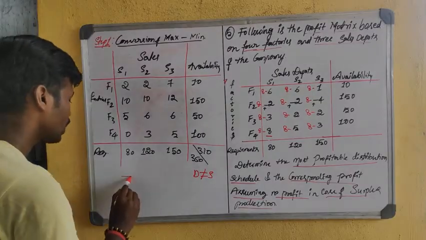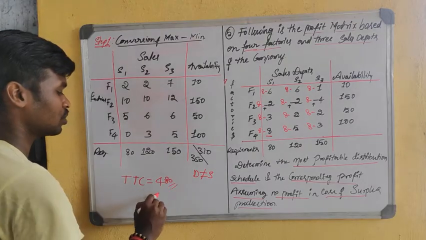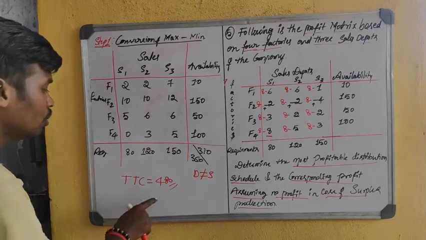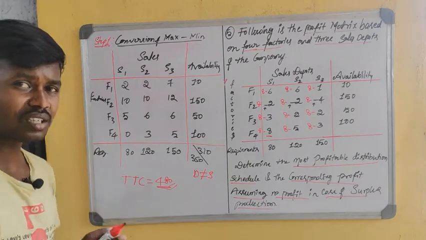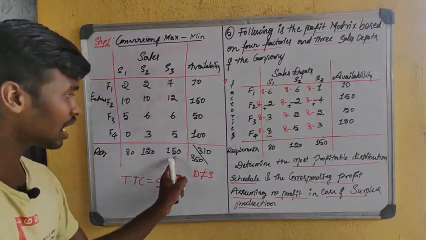By this you will get the total transportation cost, I think 480 it seems. Even if you get different answers, it is not an issue, but you have to satisfy all the demand and supply.